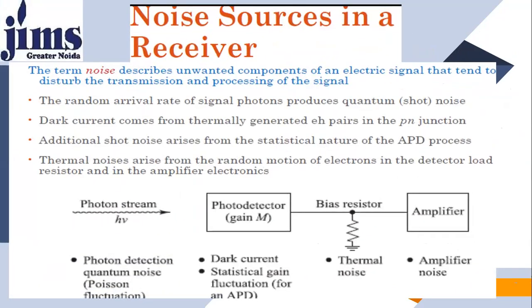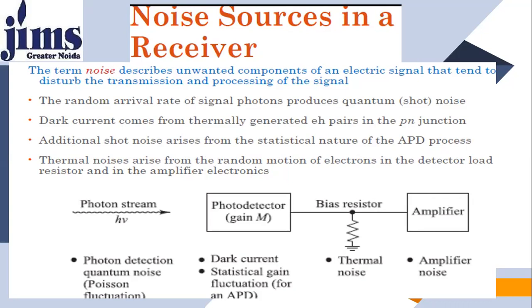Now come to the noise sources in a receiver. Actually, the term noise means a noise signal or a noise power, right? It is also a signal, but it is an unwanted signal. That's why it comes in the category of noise. Those signals that the engineers don't want become noise, right? So noise is also a signal, but we don't want that signal. That's why it is noise.